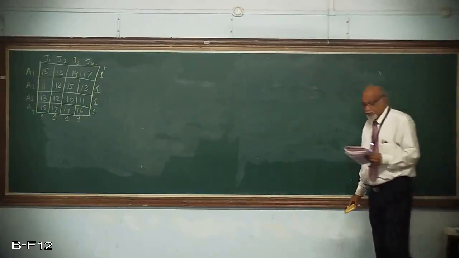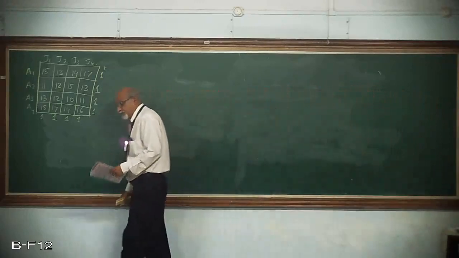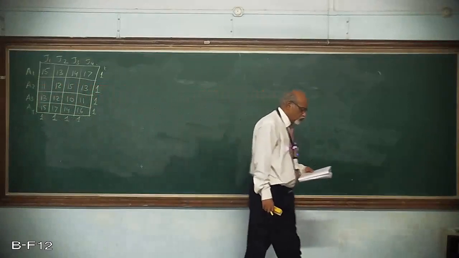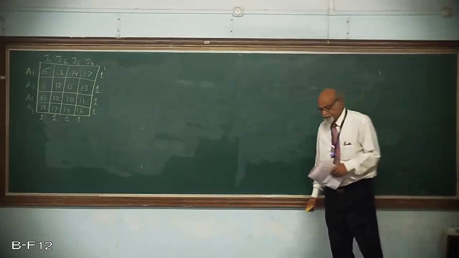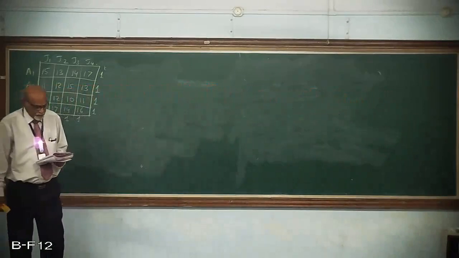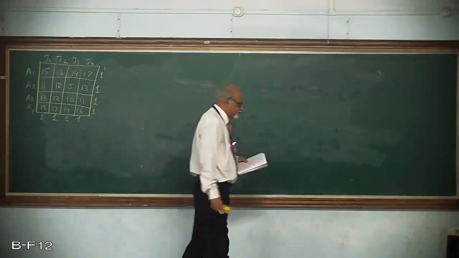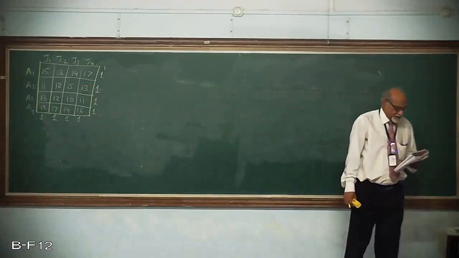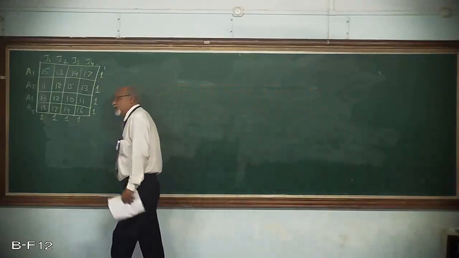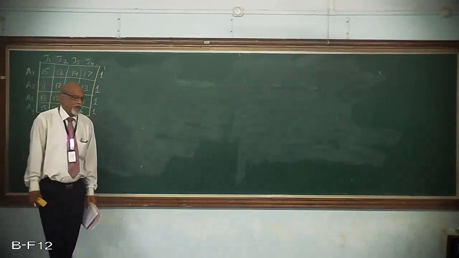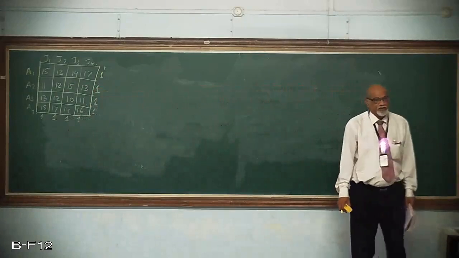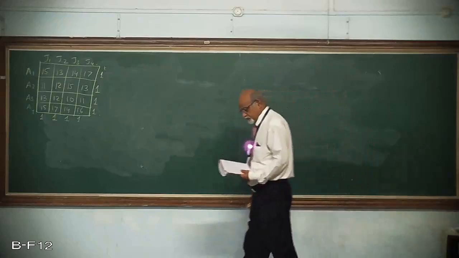It states that, if you want, you can write it down. In an assignment problem, if we add or subtract a constant to every element of a row or column in the cost matrix, then the assignment which minimizes the total cost on one matrix also minimizes the total cost on the other matrix.